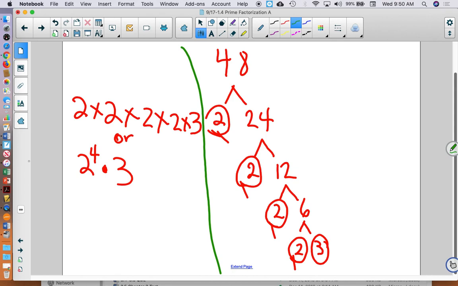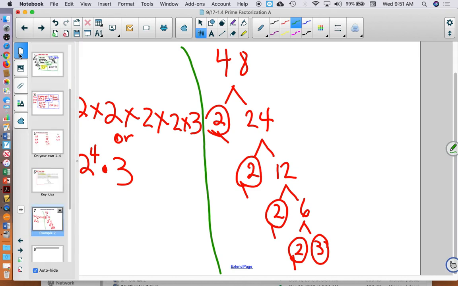A while ago, I was missing a 2. If I hadn't caught it on my own, when I checked it, would I catch it? Yes. If I really check it, I would. Okay, if I really check it, I will. Okay?